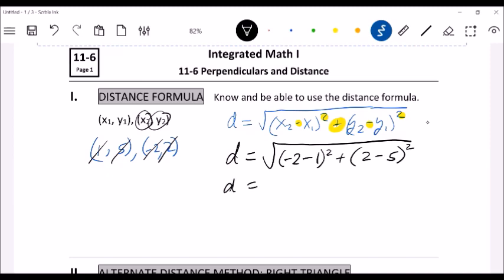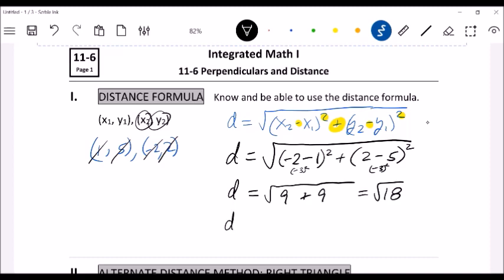So negative 2 minus 1 is negative 3, and when you square that, you get 9. In fact, I'm going to write this so I have a little more space there. So square root of negative 3 squared is 9, plus 2 take away 5 is negative 3, and that's going to be squared, so it's another 9. So that's equal to the square root of 18.